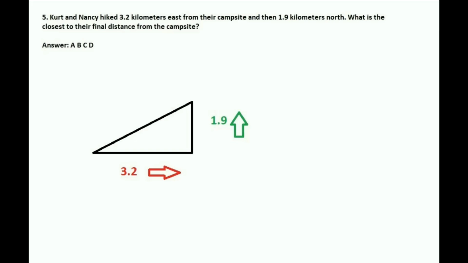Kurt and Nancy hiked 3.2 kilometers east and then 1.9 kilometers north. What's the closest to their final distance from the campsite? Which answer is closest to the final distance from the campsite? And let's look at this. Ooh, that's a familiar shape. 3.2 kilometers east and 1.9 kilometers north. Guess what? This is a right triangle. And as always, well, most of the time, we're looking for C. We're looking for the hypotenuse. This is the Pythagorean theorem.